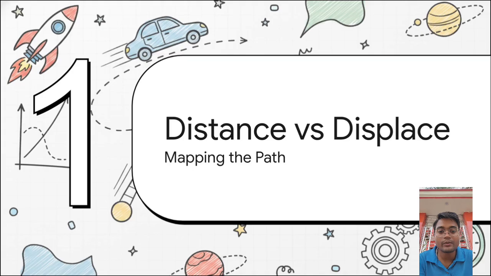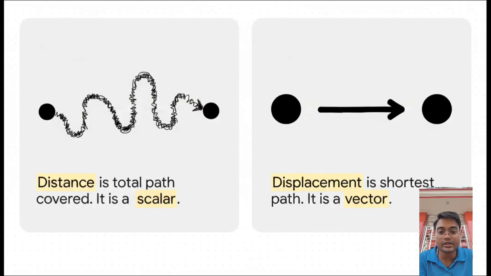Section 2. Distance versus displacement, mapping the path. So, the crucial point here is understanding the fundamental difference between distance and displacement. They sound kind of similar, but in science they are very different. Distance is the total path covered by an object. It's a scalar quantity, meaning it only has a size or magnitude. Displacement, on the other hand, is the shortest straight line distance between the starting position and the end position. It's a vector quantity. This means displacement cares intensely about the direction you're going, while distance simply does not.